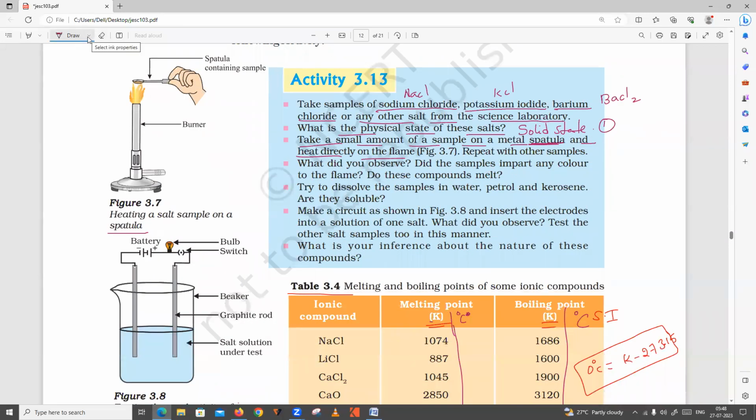What is the reason behind this, everybody? Because of the strong electrostatic force of attraction among their charged ions.